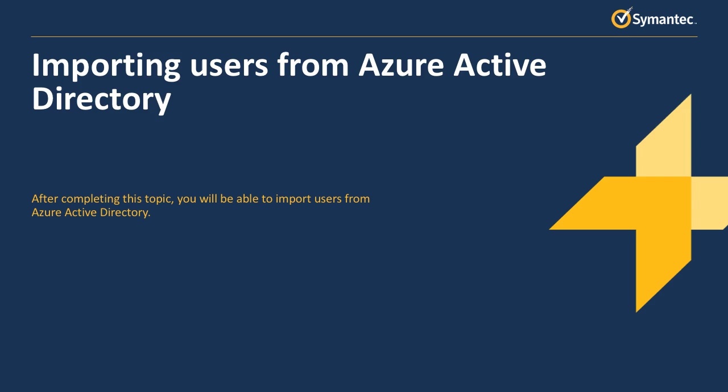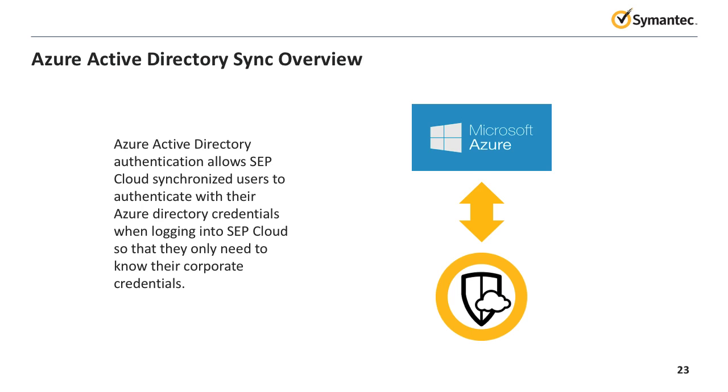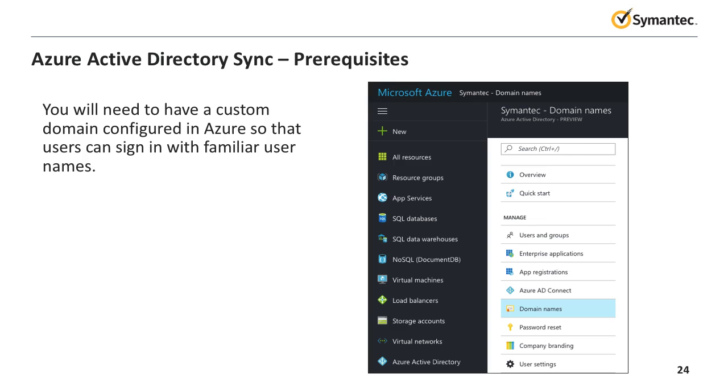This is the Importing Users from Azure Active Directory topic. Azure Active Directory, or AD, authentication allows SEP Cloud synchronized users to authenticate with their Azure Directory credentials when logging into SEP Cloud, so you'll need to have a custom domain configured in Azure so that users can sign in with familiar usernames.